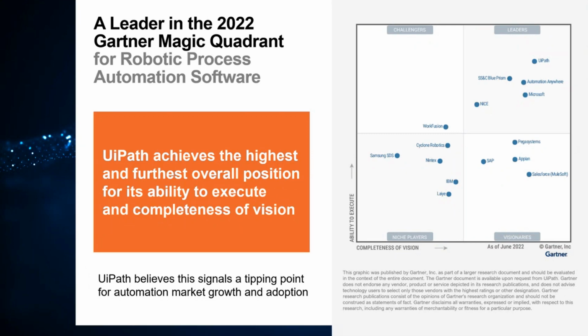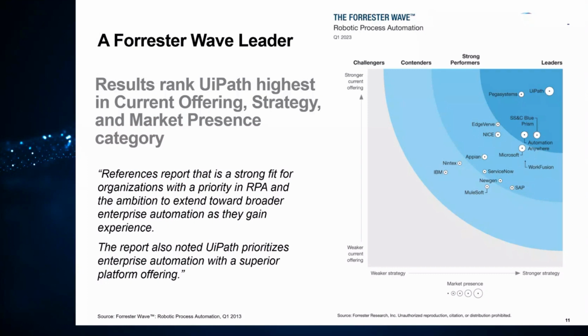And of course, the Forrester Wave leader report also ranked UiPath the highest in current market offering, their strategy, and of course the market presence. So if you talk about RPA in the market, most people know that, simply because they are the leader in the market and in the software.